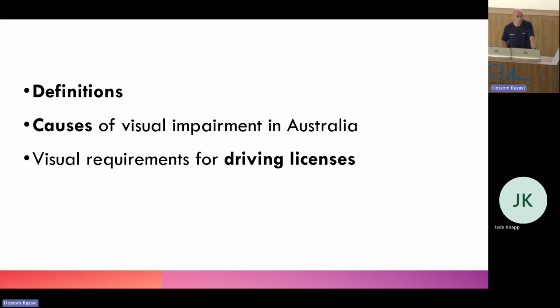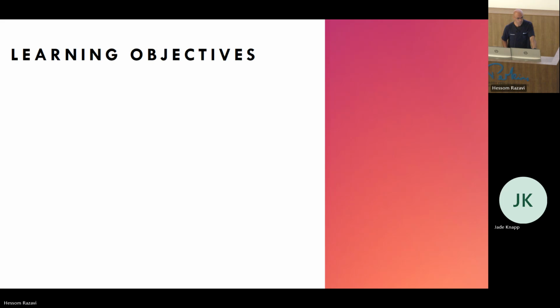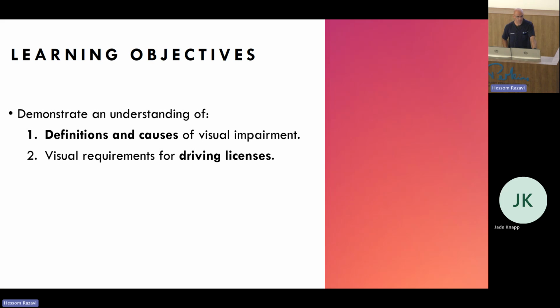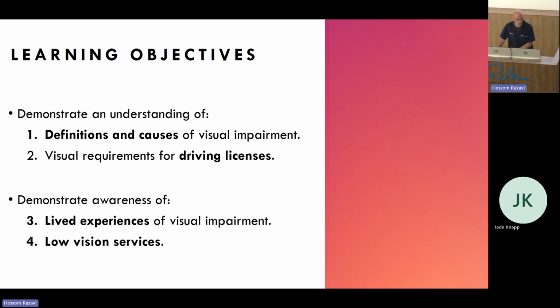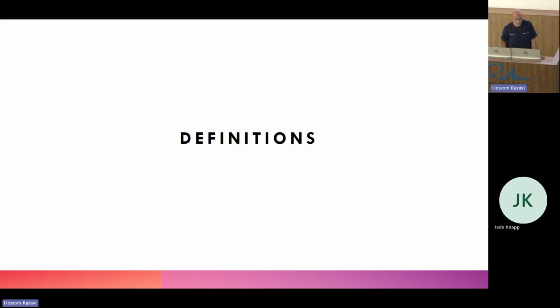Importantly, if you do general practice, you're guaranteed to come across this. And then what's the lived experience of vision loss and blindness, and what are the services available to people with severe vision loss or legal blindness? Learning objectives are definitions and causes of visual impairment, driver's licenses, as I've mentioned, and then lived experiences and available services. You just need to have some awareness of these things.